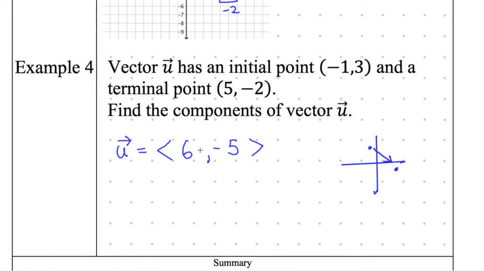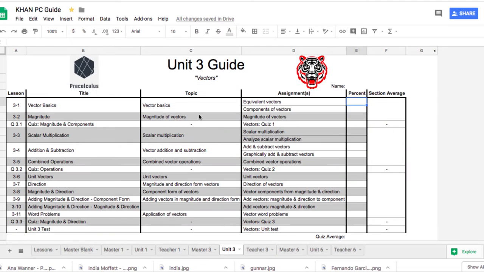That's all the notes I have for us today. Go ahead and write your summaries. And then the homework is going to be on Khan Academy. Again, we have those two homework assignments, equivalent vectors and components of vectors.